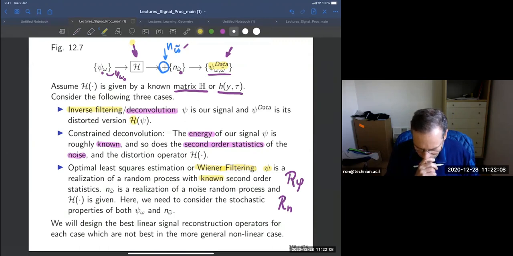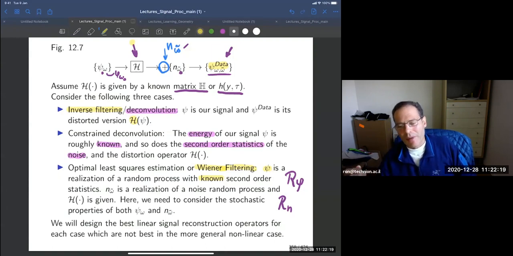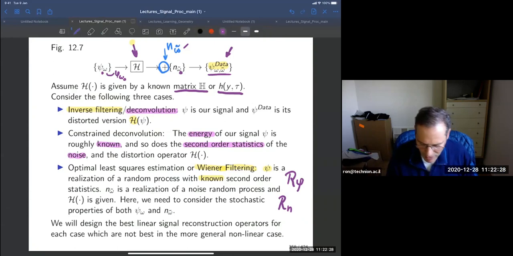And what we would like to assume is that among all possible reconstructed signals, we would like to find the one with minimal energy. Why? Because it would allow me to do something clever, and we don't want to waste too much energy if we don't have to. Okay, so assume that the energy of the signal is roughly known, or we would like to minimize it. And we also assume that the second order statistics of the noise is known and the distortion operator is known. So everything is known statistically as well as deterministically about the operator.